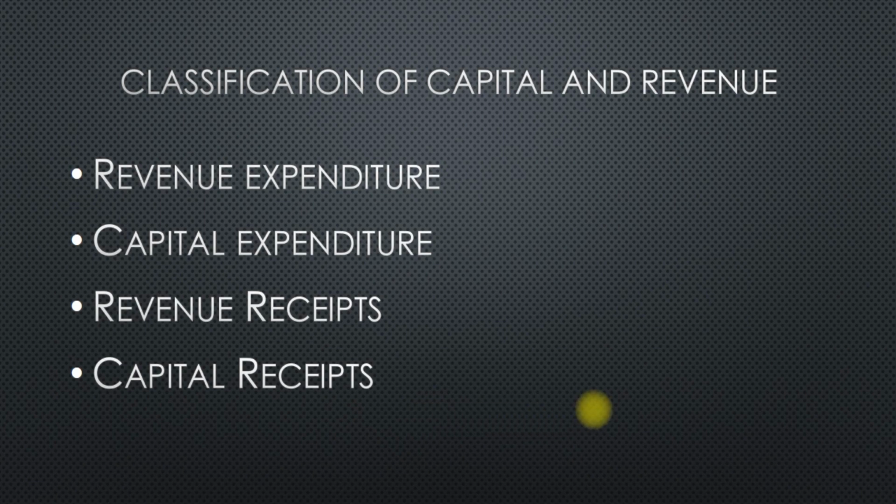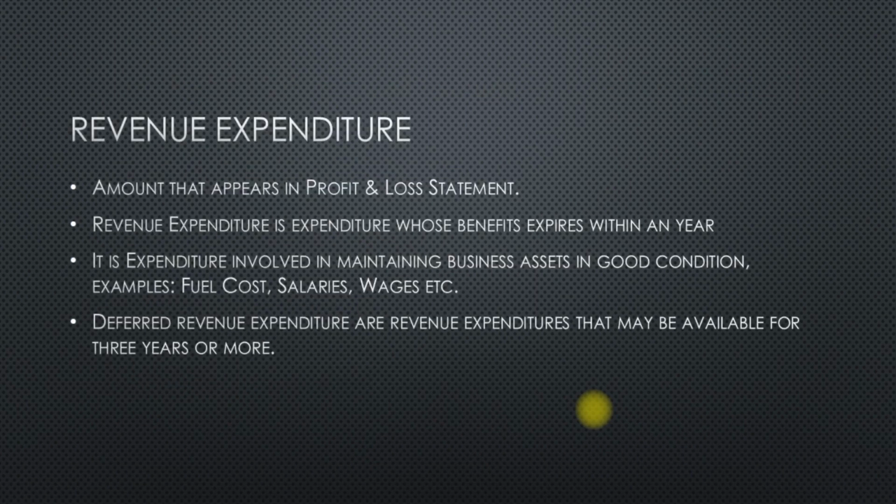Now we'll see what is revenue and capital expenditure. So first we'll take a look at revenue expenditure. Out of the total expenditure incurred, a portion is charged against revenue when the profit and loss account is prepared, and the remaining portion is shown in the balance sheet. The amount that appears in the profit and loss account is called revenue expenditure, and the amount shown in the balance sheet under assets is known as capital expenditure.